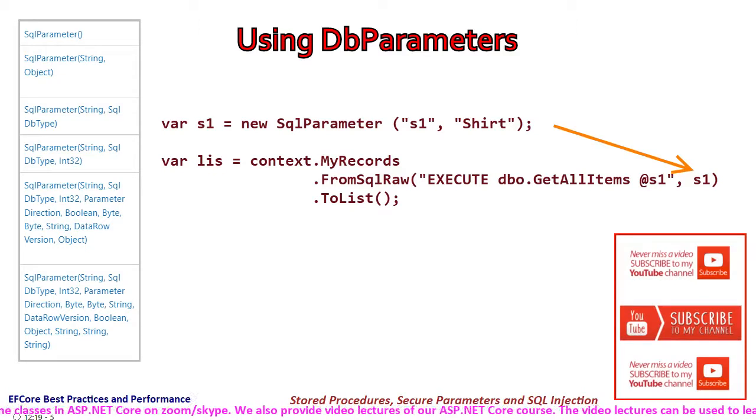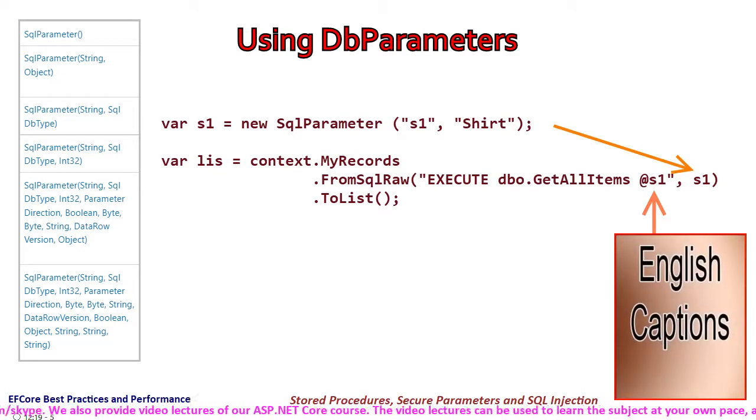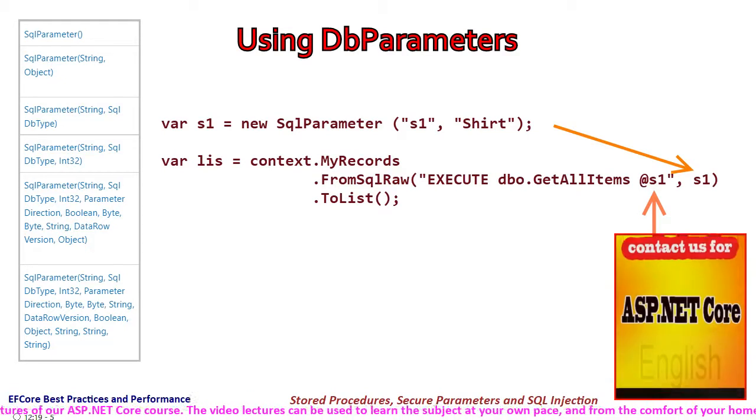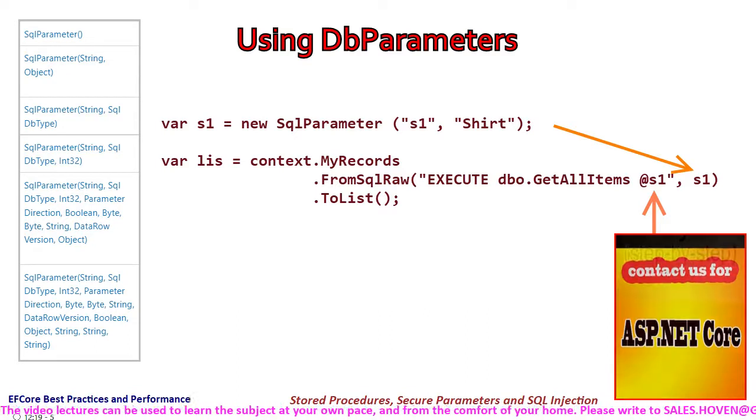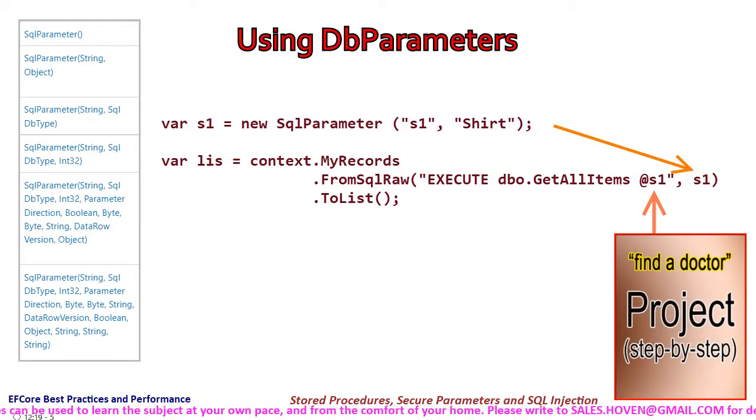And notice that the parameter is now passed by using SQL placeholder @s1 in execute dbo.getAllItems @s1. So you can take note of this syntax. This is how we can execute stored procedures and pass parameters in a secure manner.